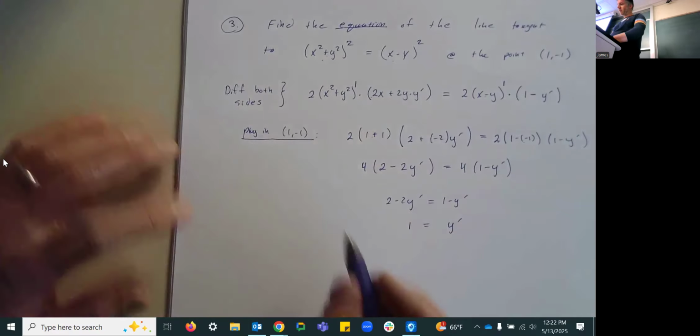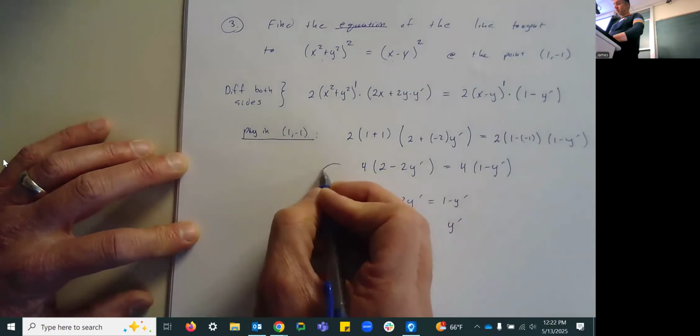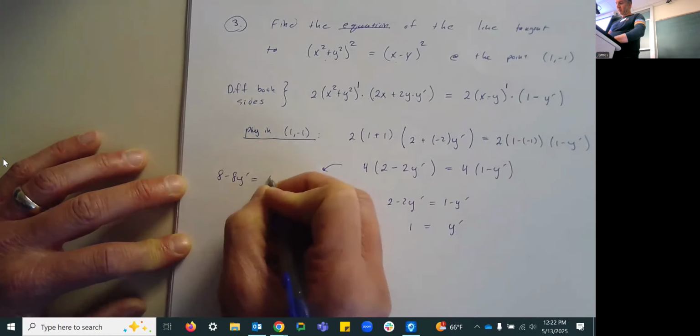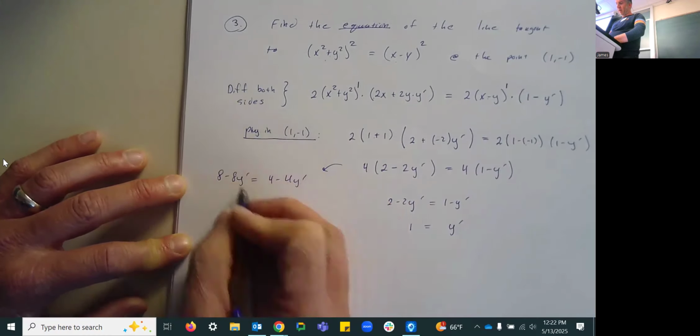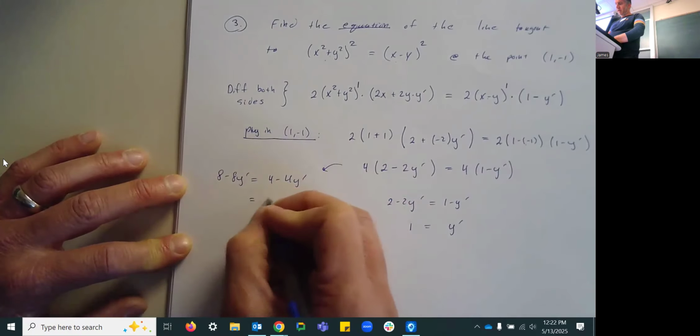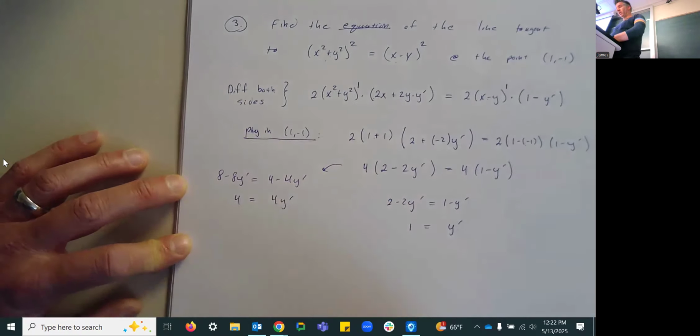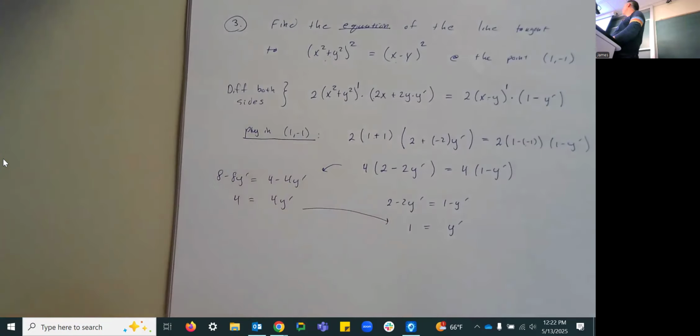Or if you don't love dividing both sides by 4, you could multiply it out and say 8 minus 8y prime equals 4 minus 4y prime. And then add 8y prime to get 4y prime on the right, and subtract 4 to get 4 on the left. And then divide both sides by 4 and get y prime equal to 1. So what does that mean for us? It means that the slope of the tangent line to that equation at that point is positive 1.